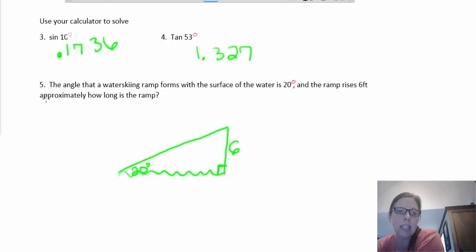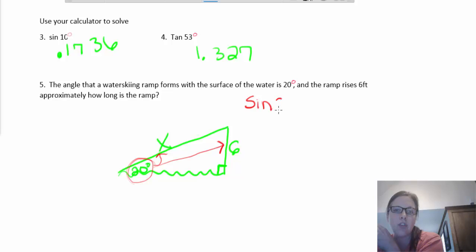And if you didn't know that, it says approximately how long is the ramp. Well, if this is our ramp, then that's what it's asking. Okay, so from there, we need to figure out how in the world we are going to figure this out. Well, we have to think about what we're given. Okay, I'm going to change colors again. This is our only angle we're given, okay? And we're given the opposite of that angle and the hypotenuse of that angle. So you have to decide, am I going to use sine, cosine, or tangent? Well, opposite and hypotenuse is sine.